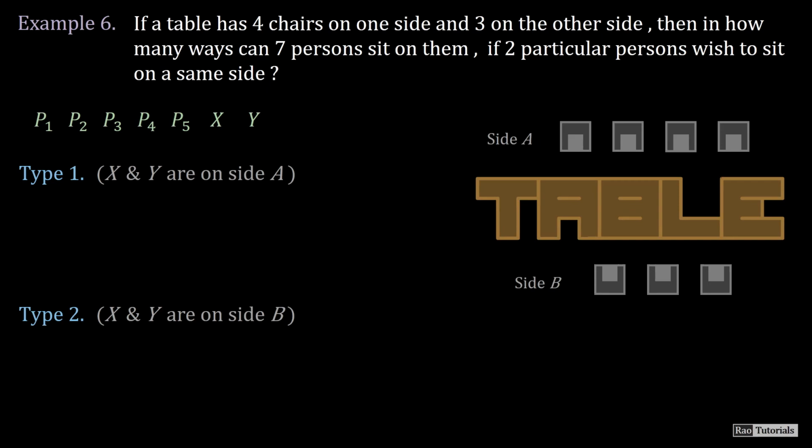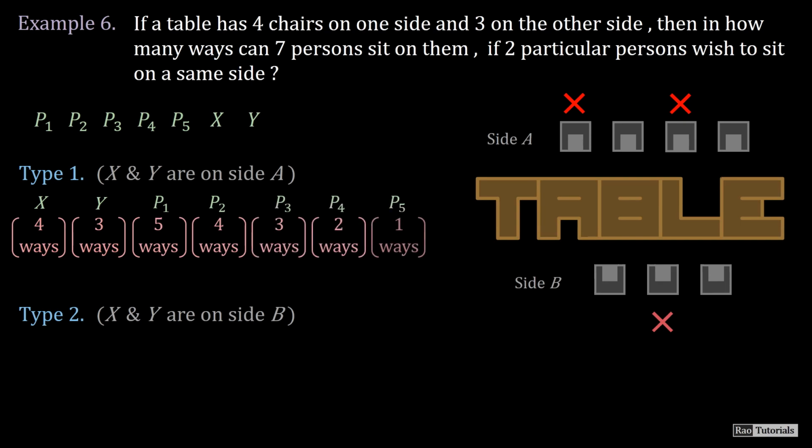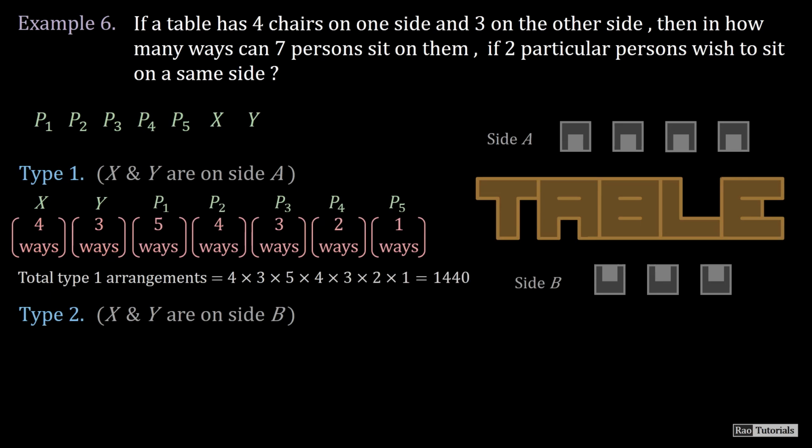In type 1, X can take any seat on side A in 4 ways. After X taking up any chair, Y can then take any one of the remaining seats on the same side in 3 ways. After Y occupying any seat, we can arrange P1 to P5 on any of the remaining seats on any side. So P1 has 5 choices. After P1 sits anywhere, P2 will have 4 seats to choose from. And similarly, P3, P4 and P5 will have 3, 2 and 1 ways to sit. So total number of type 1 arrangements is 1440.